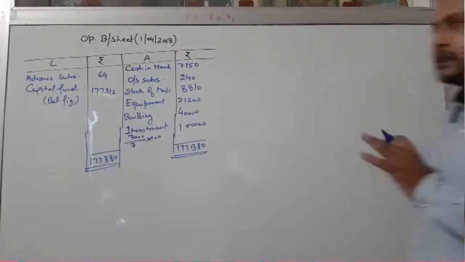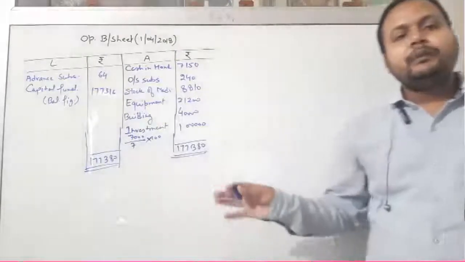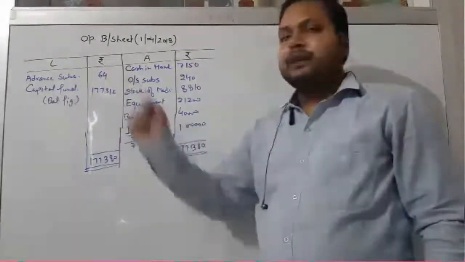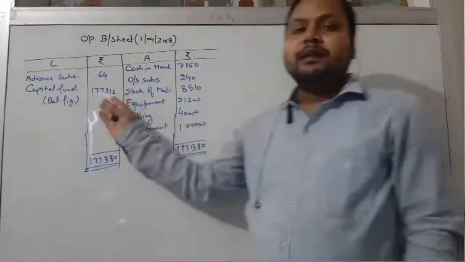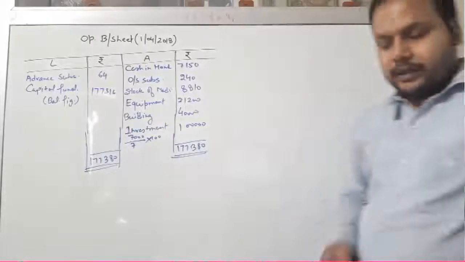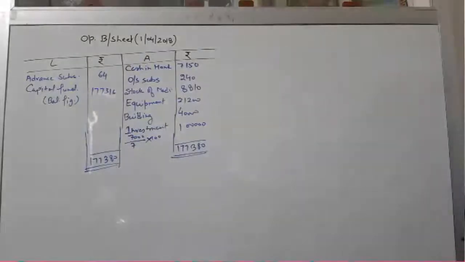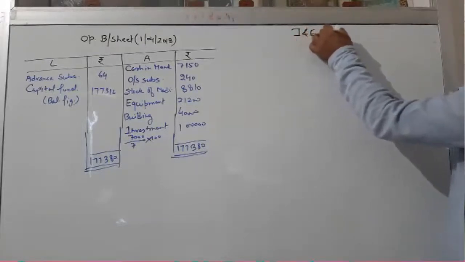Okay, I hope it is clear for you how we will prepare the opening balance sheet, and with the help of the opening balance sheet we calculate the capital fund. Because without calculating the capital fund, we cannot prepare the closing balance sheet of the NPO. Now, after the preparation of the opening capital fund, we have to prepare the income and expenditure account with the help of the given information.